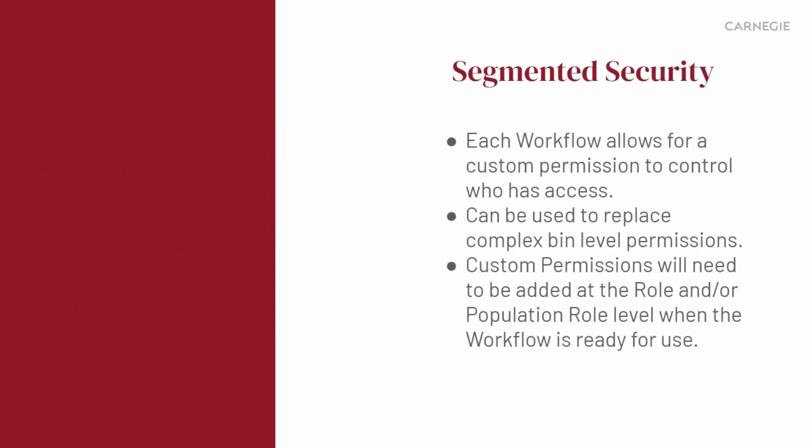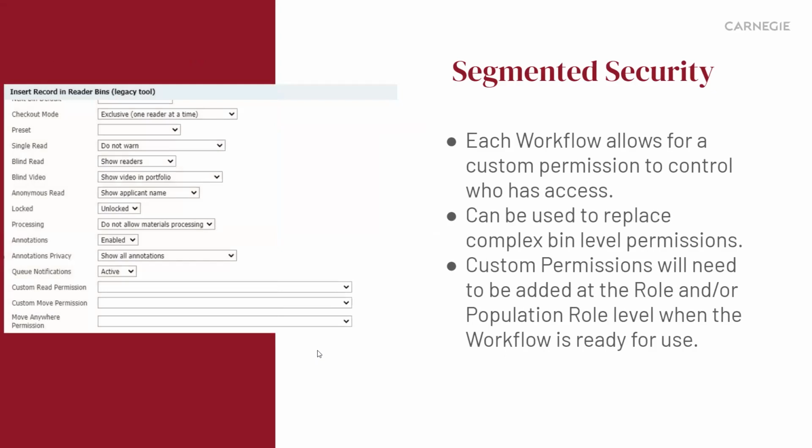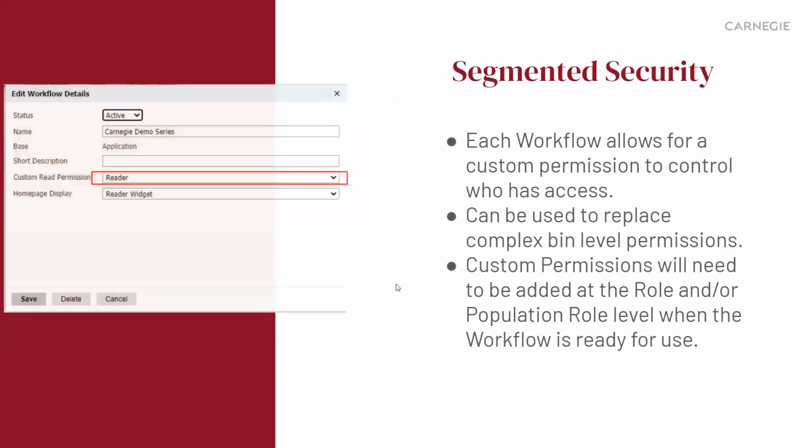Our third key feature is segmented security. Traditionally, granting the reader permission meant that unless you set up very robust bin-level security, readers could see every bin in your group. The workflow editor allows you to set full view security at the workflow level, meaning you save time and effort by simply splitting these workflows up and putting them behind their own custom permissions. It is important to note that in order to view the workflows you create, you will need to add these custom permissions to the roles or population permissions for your existing users. Until you do that, the workflow will be completely inaccessible to your readers.